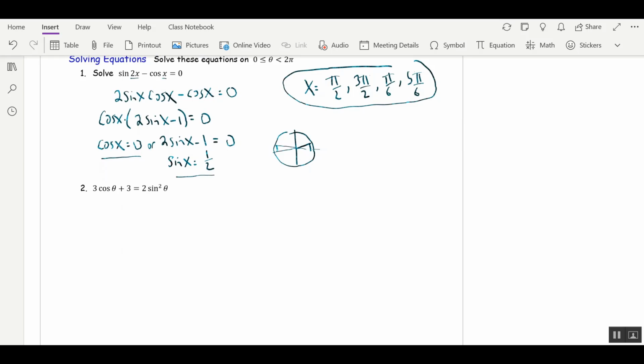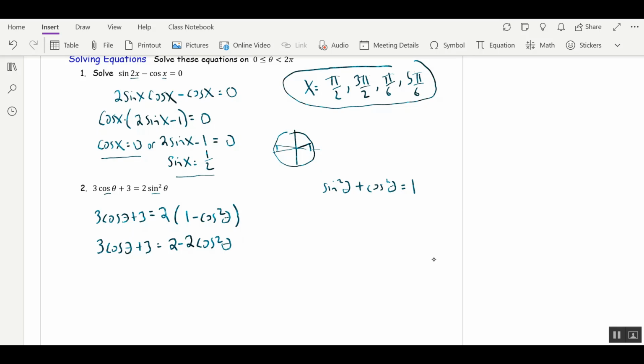Okay, next one, I need another identity because here I've got cos and here I've got sine. I'd like everything in terms of one trig function. So you can use the Pythagorean identity that sine squared theta plus cosine squared theta equals 1 to write this equation as 3 cos theta plus 3 equals twice, parentheses, I can replace sine squared with 1 minus cosine squared and then distribute that 2. And now let's move everything over to the left. So 2 cosine squared theta plus 3 cos theta plus 1 is 0.